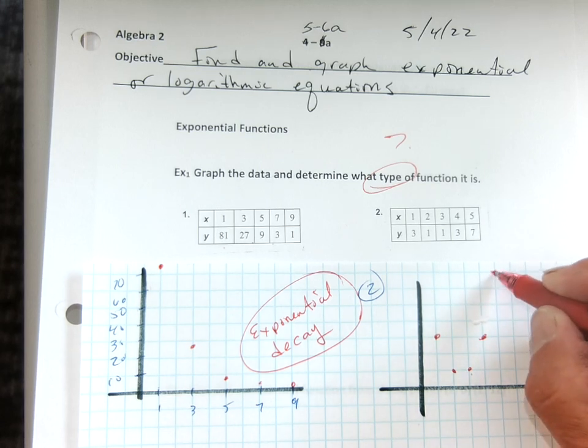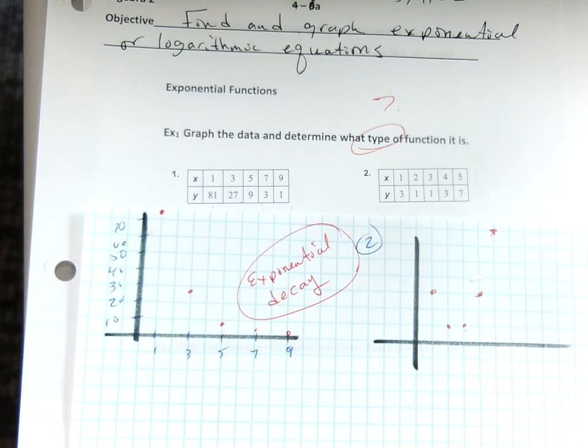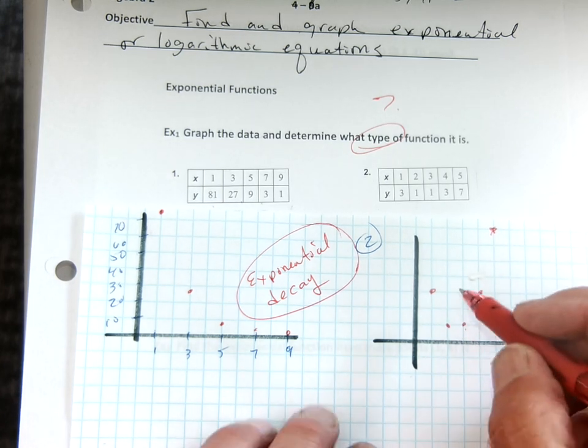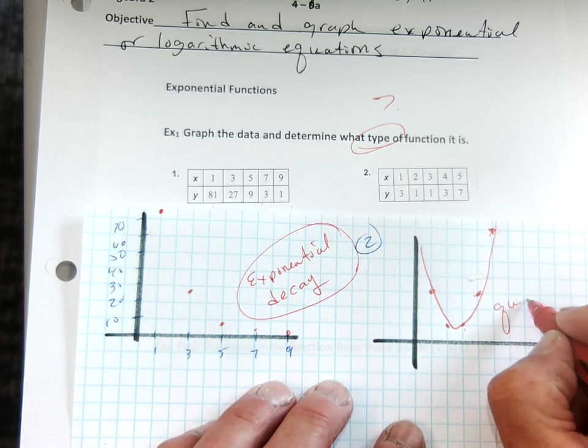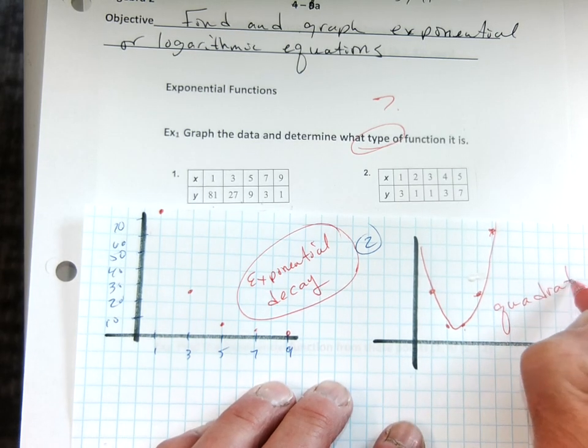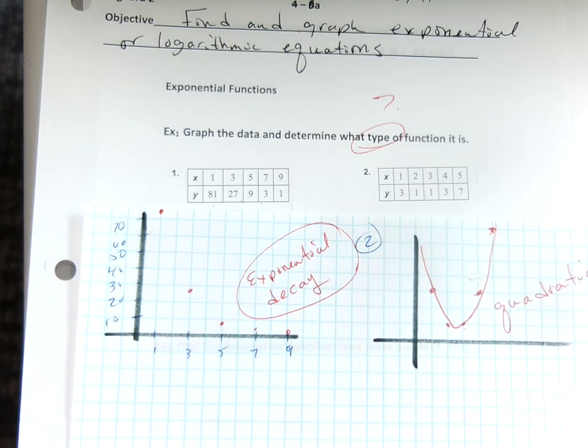Okay, so what do you think? What does it look like? It looks like a... Yeah, so it looks like a parabola, which makes it a quadratic. Okay, does that make sense, everybody? It looks like a quadratic, it looks like a parabola, I agree.